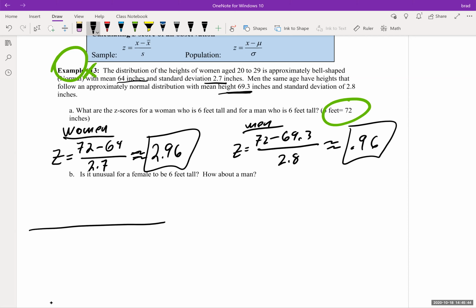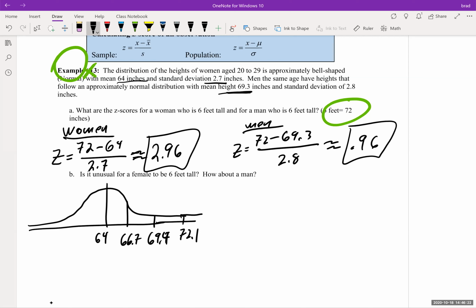So think about this. Here's the mean. For women, the mean is 64. If we go 1 standard deviation over, we'd be at 66.7. If we go another standard deviation, we'd be at 64 plus 2.7 times 2, which is 69.4. And if we go over 3 standard deviations, we'd be at 72.1.